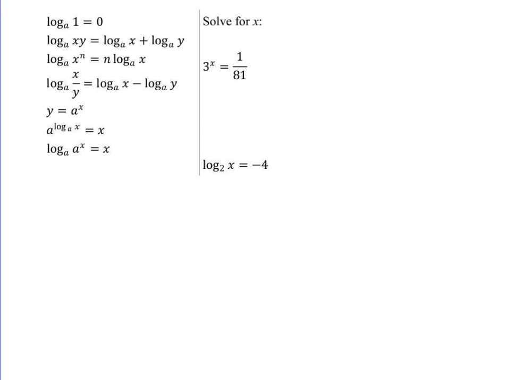Yes. 1 over 81 is the same as 3 to the negative 4th power. Oh yeah, we gotta make the like bases. Make like bases. And now that I have like bases, what's x equal? X equals negative 4. Yes. How about the second one?